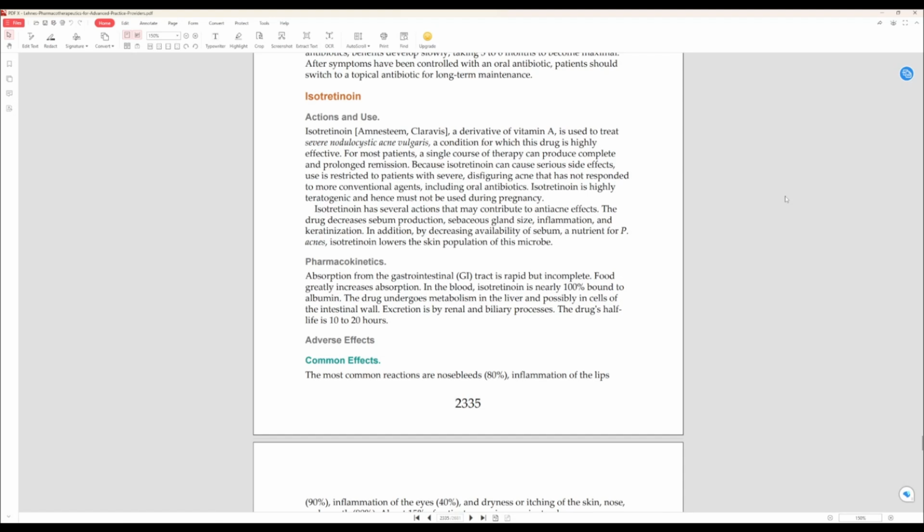Because isotretinoin can cause serious side effects, its use is restricted to patients who have severe disfiguring acne that is not responding to more conventional agents, which would include our oral antibiotics. Isotretinoin is highly teratogenic, and therefore it must not be given during pregnancy.